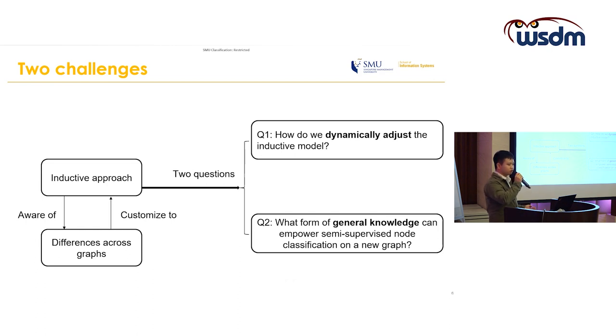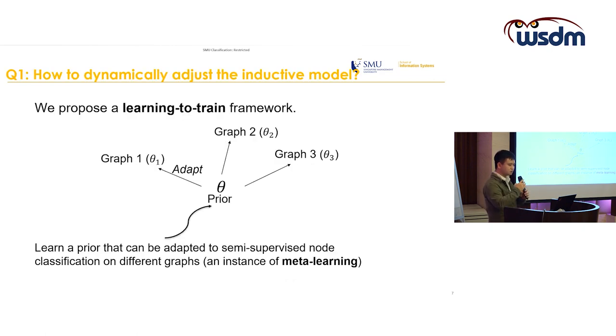Question one, how do we dynamically adjust the inductive model? Question two, what form of general knowledge can empower semi-supervised node classification on a new graph? In this work, we resort to the meta-learning paradigm, in which we do not directly train an inductive model. Instead, we learn a form of general knowledge that can be quickly updated to a new graph.